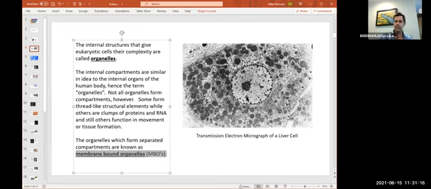Okay, so on this little TEM here, transmission electron micrograph of a liver cell, you see all these little circles and ovals and things, and even some of these little zigzaggy lines in this big dot, this big circle here. These are all MBOs, membrane-bound organelles.